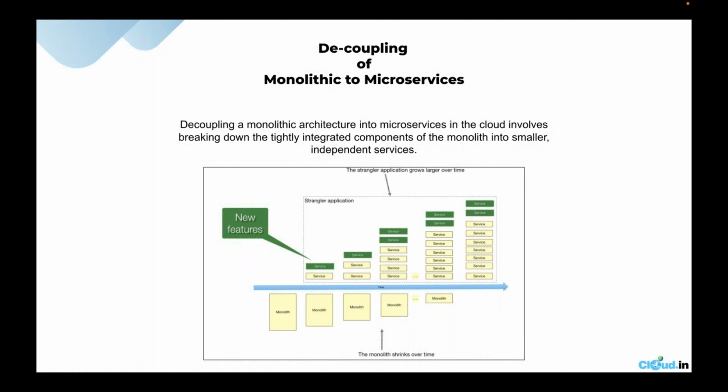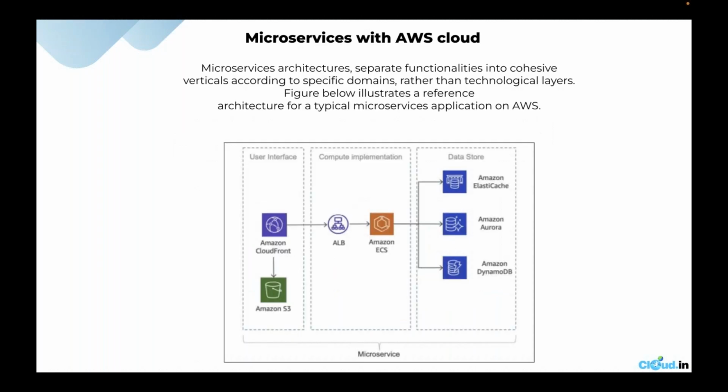Moving on, let us now look at the services that specifically the AWS Cloud provides us for having a microservice architecture. Typically, a monolithic app consists of different layers, namely a presentation layer, an application layer, and a data layer. But in microservice architecture, on the other hand, we separate functionalities into very cohesive verticals according to specific domains. So rather than technological layers like defined before, we have separate functionalities for each domain.